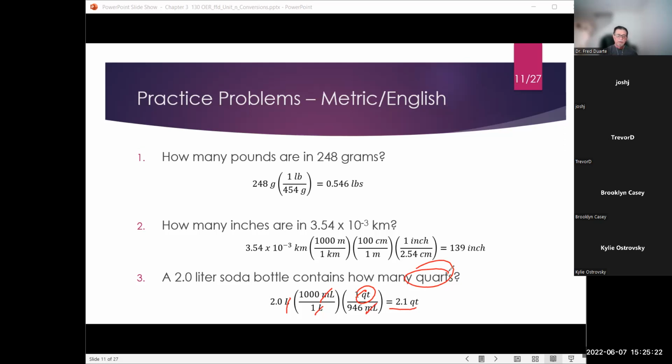All right. So notice here, 946 is a measurement, so it could be a factor in your sig figs. However, you're given 2.0, which has two sig figs. If, for example, you were given 2.000 liters, then what will control your sig figs will be the 946. You see how that works? Because the 946 is a measurement and could be a factor in sig figs.